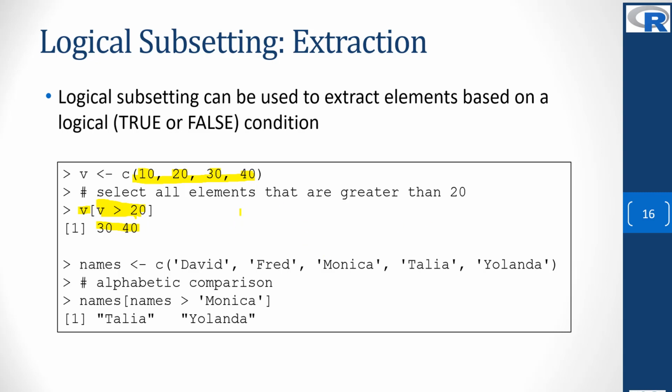And it's not limited to numeric values. We can do a text vector as well. We have 5 names here, and we're doing an alphabetic comparison of names greater than Monica.